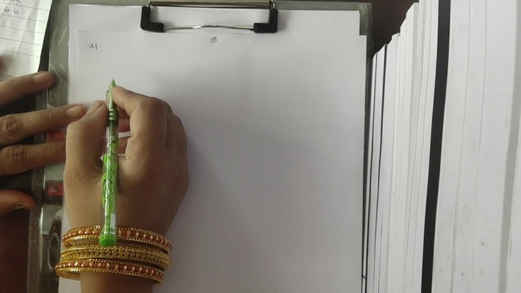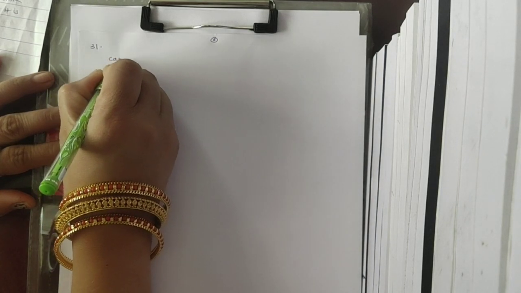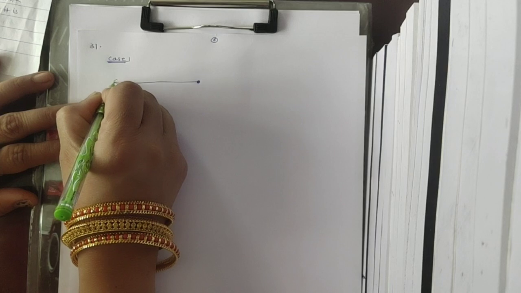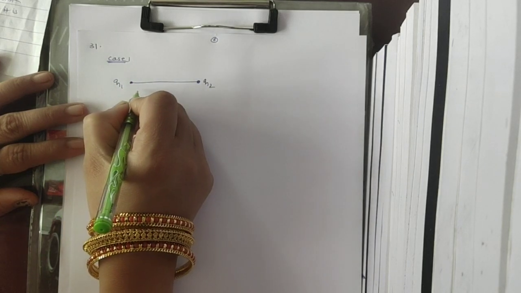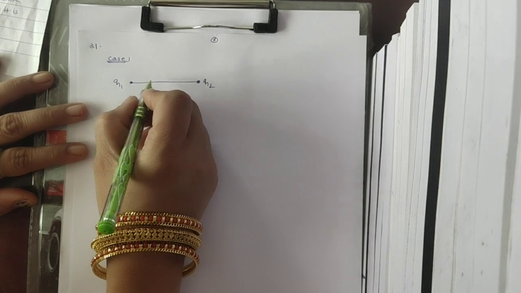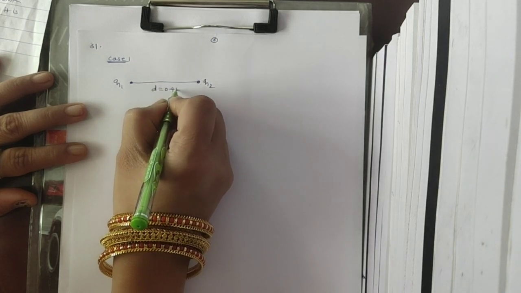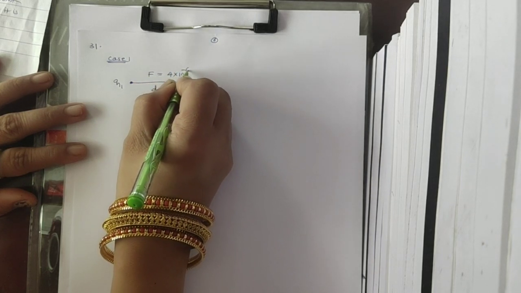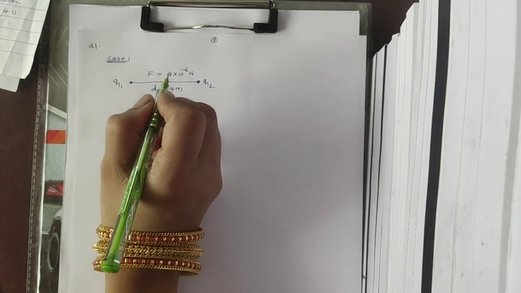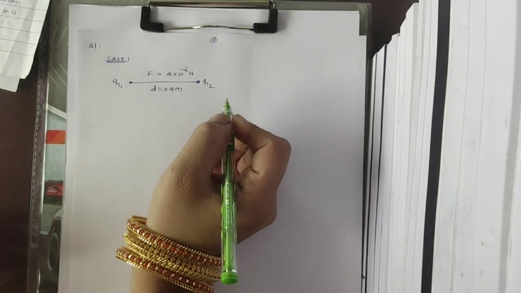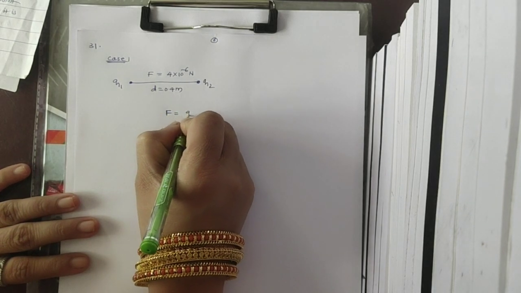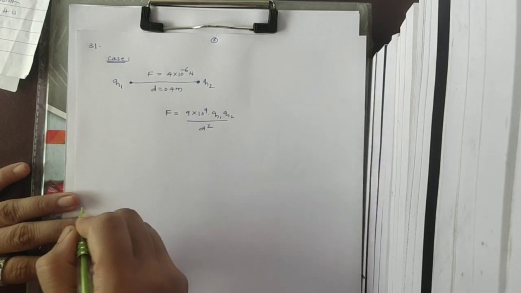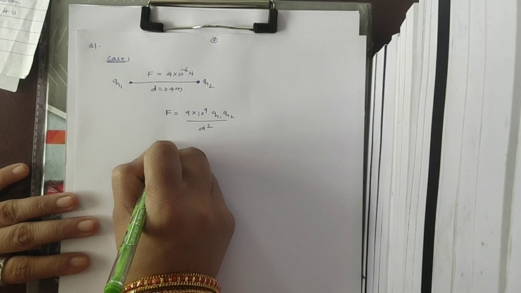Two charges attract each other with a force of, case 1. Let Q1 and Q2 be the two charges, separated by distance 0.4 meter. Then they attract with a force of 4 into 10 to the power minus 6 Newton. Okay, we will write the expression now here. F equal to 9 into 10 to the power 9 Q1 Q2 divided by d square. So for F, we will substitute the values.